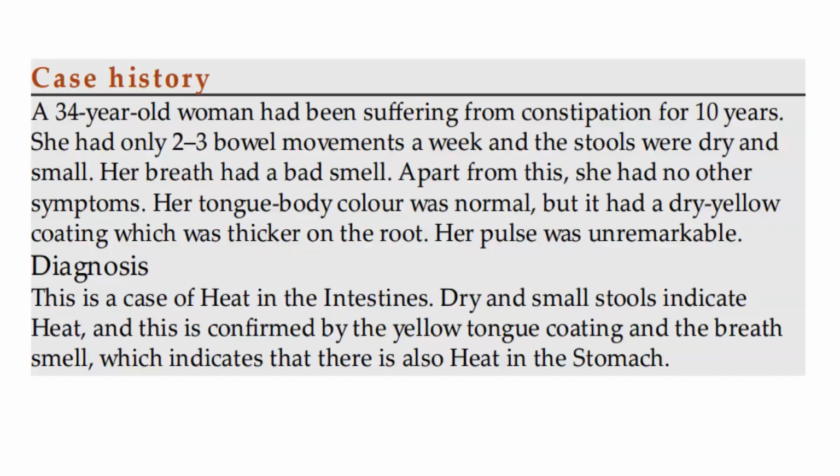Now let's have the case history of a 34-year-old woman who had been suffering from constipation for 10 years. She had only 2 to 3 bowel movements a week, and the stools were dry and small. Her breath had a bad smell. Apart from this, she had no other symptoms. Her tongue body color was normal, but it had a dry yellow coating, which was thicker on the root. Her pulse was unremarkable. This is a case of heat in the intestines.